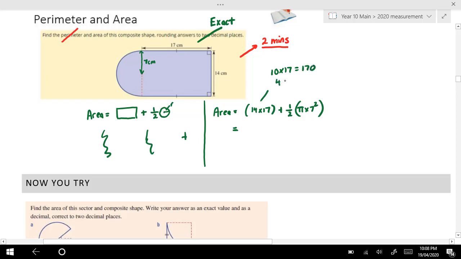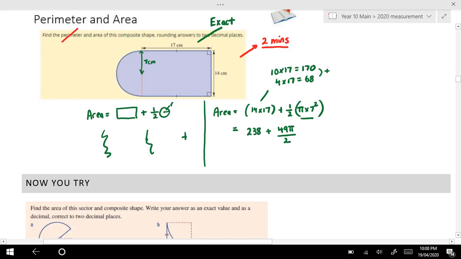And then I've got 4 17s left over. Well, 4 times 10 is 40, and 7 times 4 is 28. Bring those together, that is 68. So look, without even doing a calculator, if I add those together, then that's going to give me 238. Now, let's go ahead and work out what 7 squared is. Well, 7 squared is 49, and times pi, that doesn't go anywhere, 49 pi, and of course we're then dividing all that by 2.